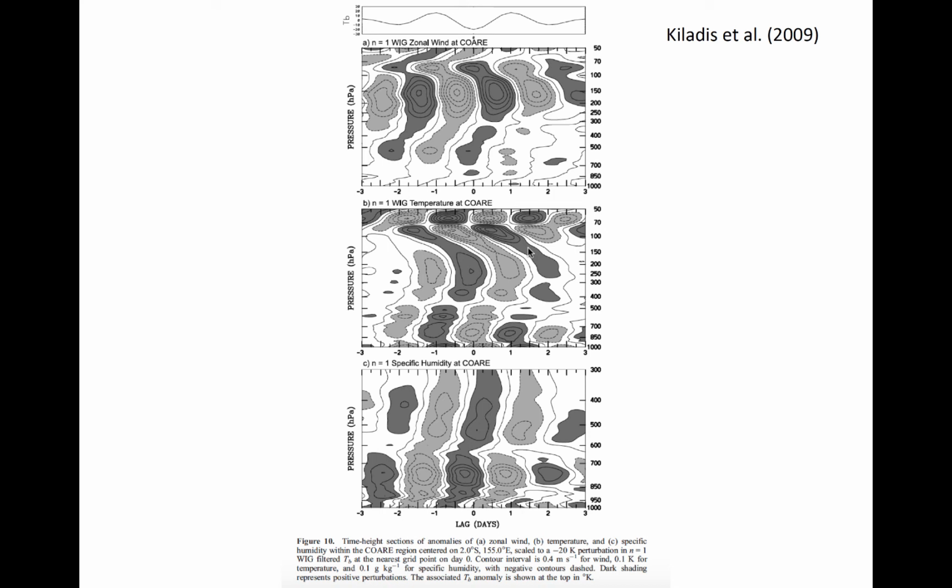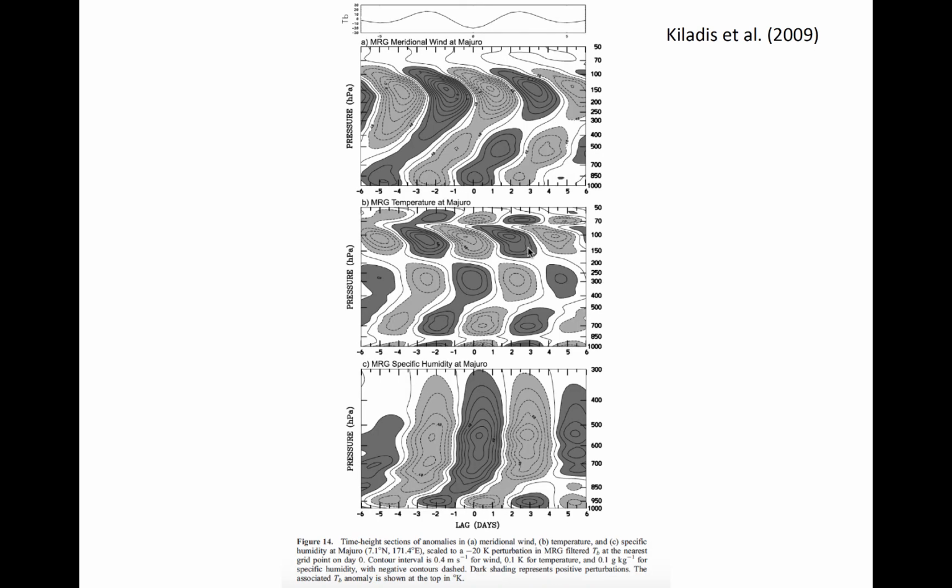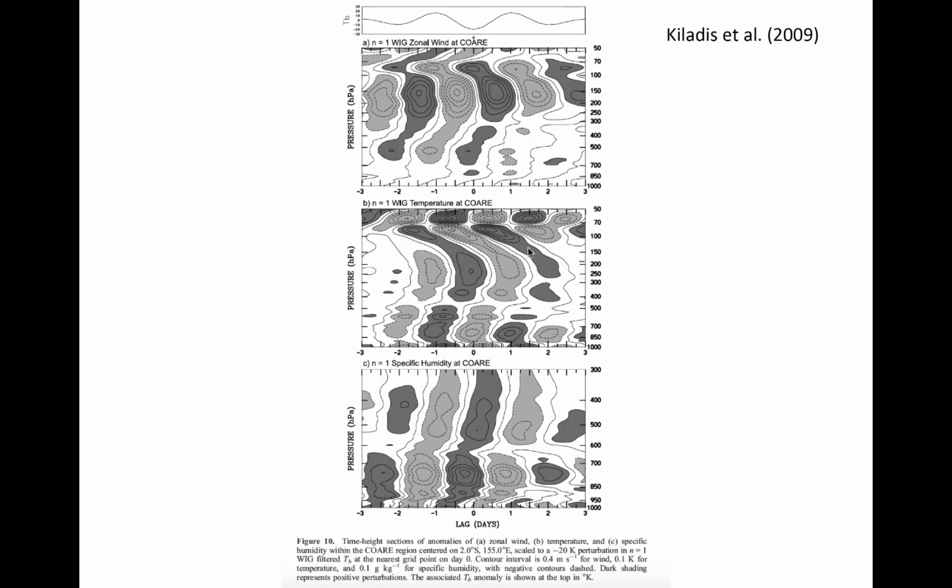The much faster moving n=1 westward propagating inertia gravity wave near the equator has a vertical structure at the equator that looks like the off-equatorial mixed Rossby gravity wave structure that we just saw. There is the mixed Rossby gravity wave. Here's the n=1 westward propagating inertia gravity wave.